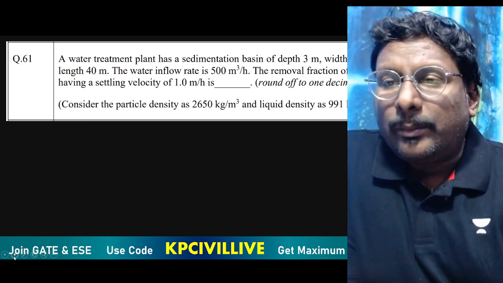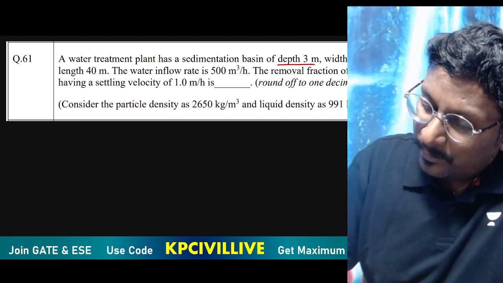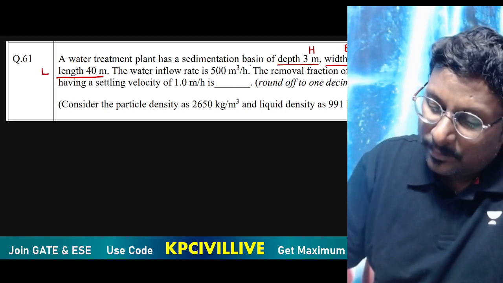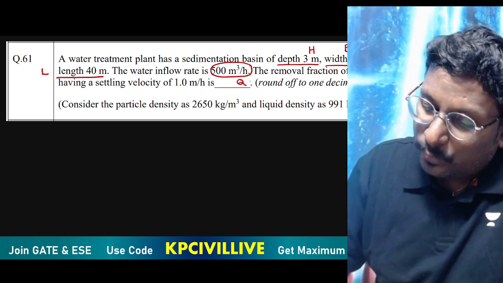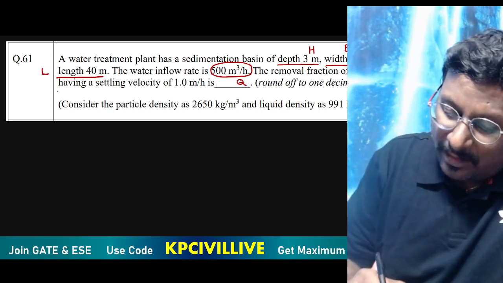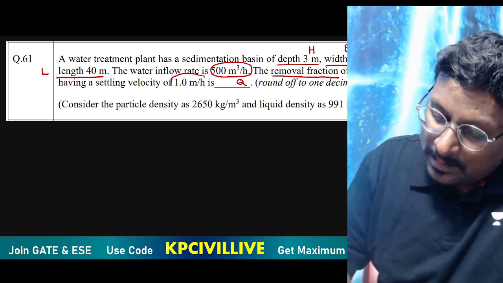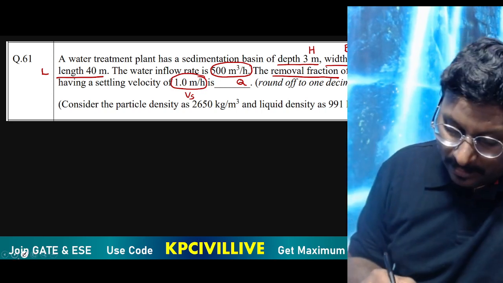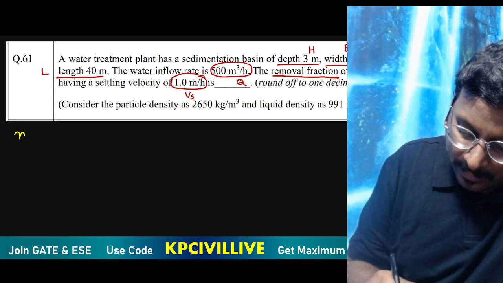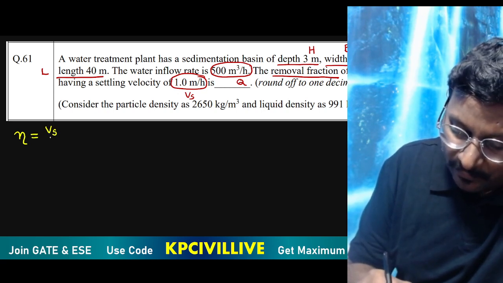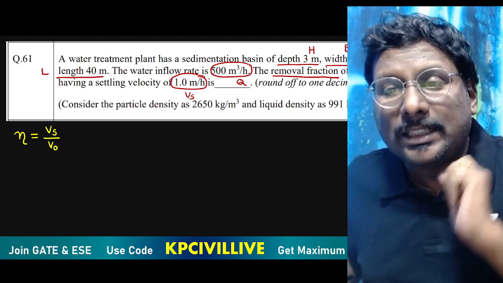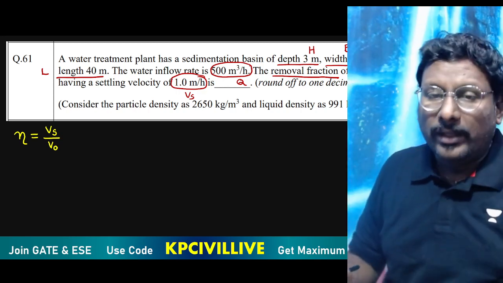A water treatment plant has a sedimentation basin of depth 3 meter, width 5 meter, length 40 meter, inflow rate discharge Q 500. Removal fraction of particle means efficiency is required. Settling velocity Vs is given as 1 meter per hour. Particle density, liquid density not required here, because efficiency is Vs by V naught. If you want to calculate settling velocity Vs, you need densities. Not required, Vs directly given.